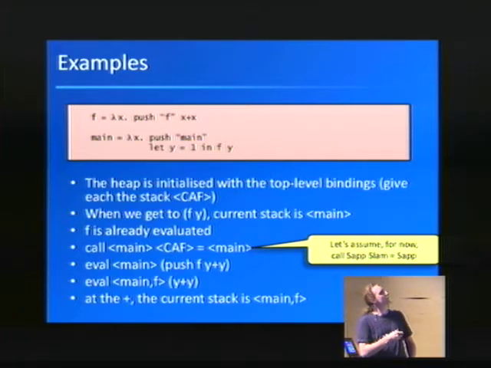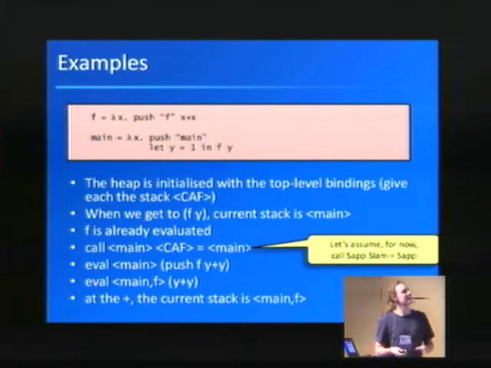So now we are calling, so the operation to make the function call to construct a new stack is going to take two stacks. The stack of the call is main, and the stack of the function, because it's already evaluated, is just caf. And it seems like a sensible stack to use for the call might be just main. So let's assume for now that this call with two arguments here is returning the stack of the application. So now we evaluate under the stack main, push f, y plus y, so that comes from here, and now push f on the current stack, so our current stack is main colon f, and y plus y. So at the plus, the current stack is main colon f, which is what we wanted.